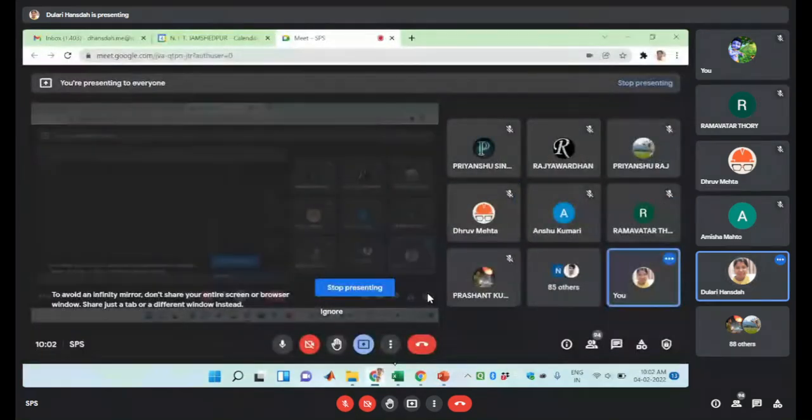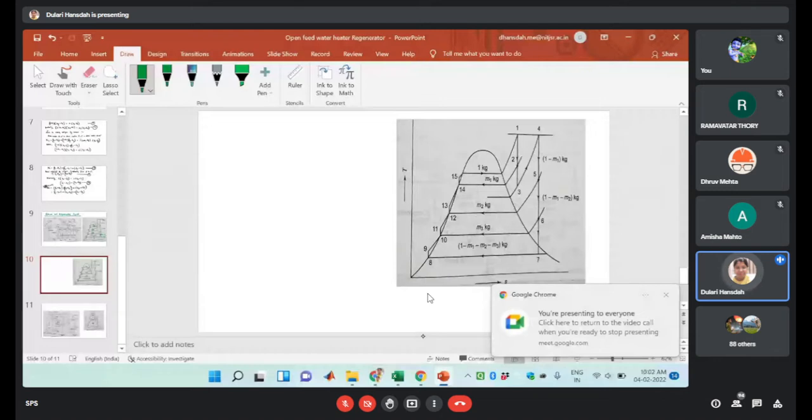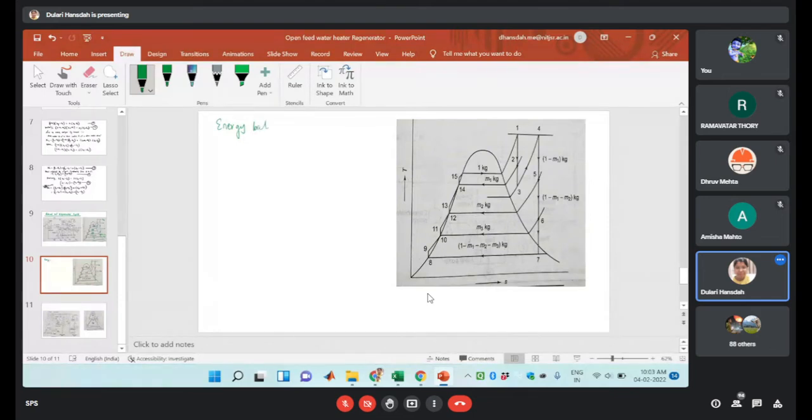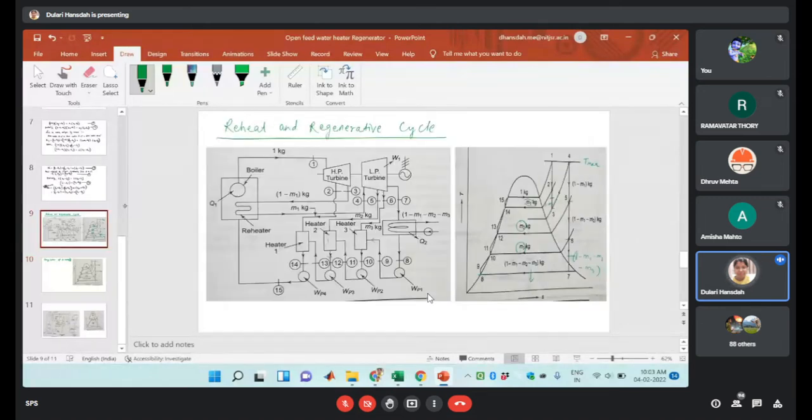So okay, let me write down the energy balance equation for heater 1. The inlet point is your 2. In this case, the amount of mass is M1, then the enthalpy will be H2. So it is M1 into H2, which is entering the heater. Here it is the inlet section.